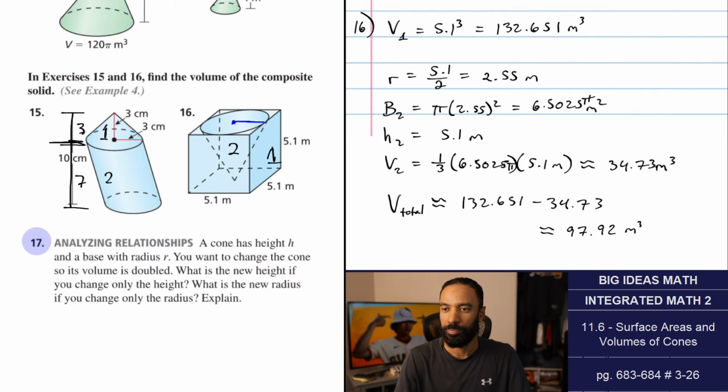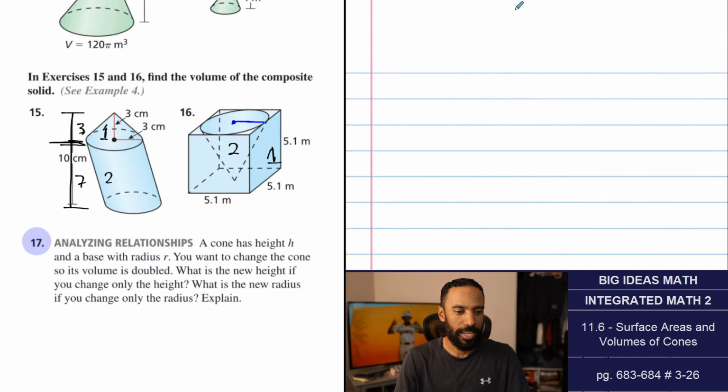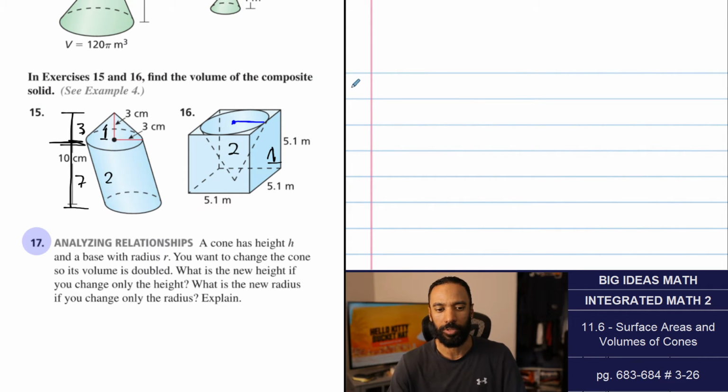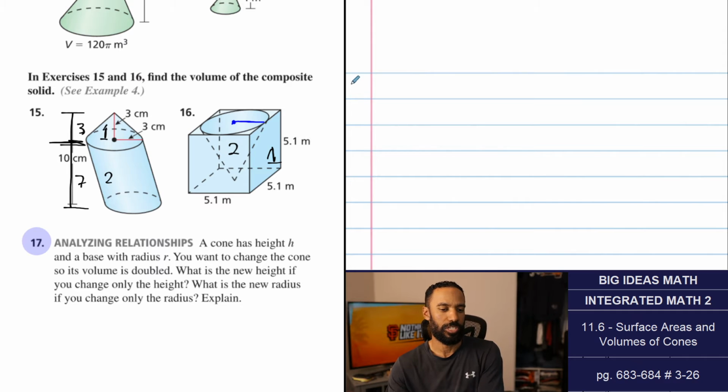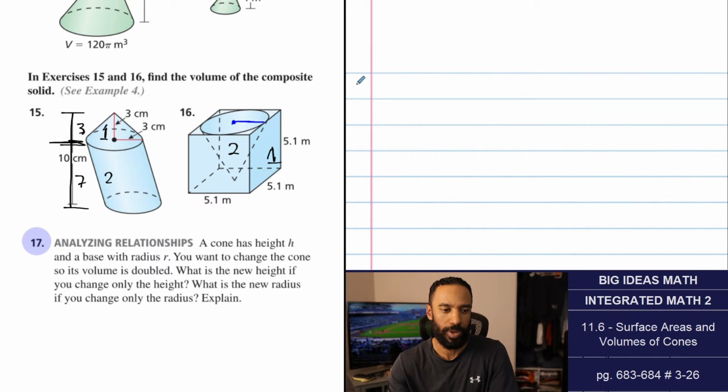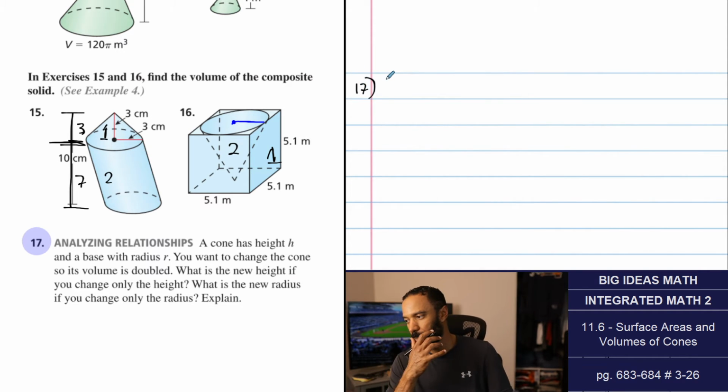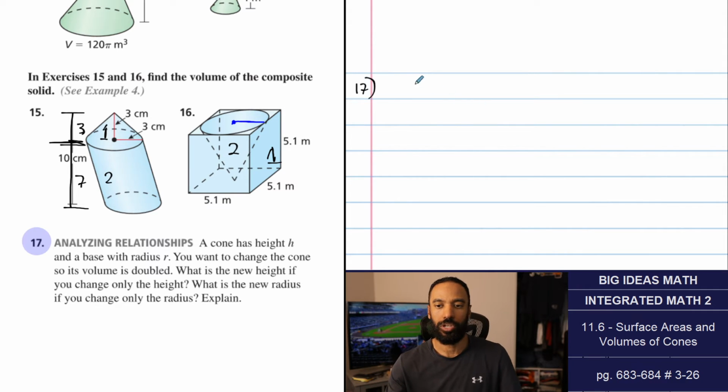Analyzing relationships. A cone has height h and a base with radius r. You want to change the cone so its volume is doubled. What is the new height if you only change the height? What is the new radius if you only change the radius? Explain. So the height, so here's our volume, right?